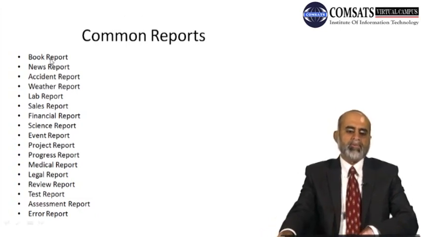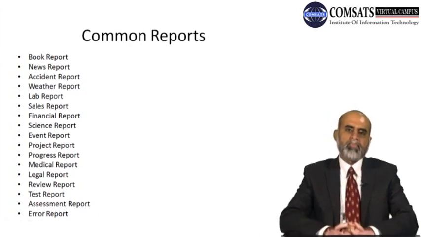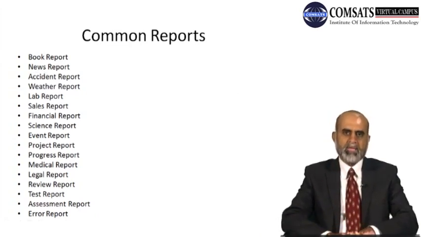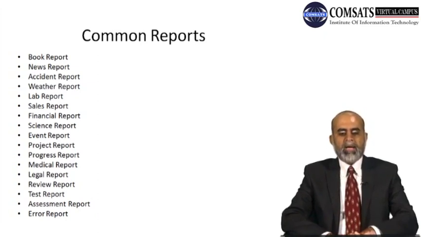So you can imagine that we can write a report about anything. If it is about a book, then it is called a book report. If it is based on some news item, then it is called a news report. So you have news reports printed in the newspapers, in the magazines. Accident reports are normally written by the traffic policemen, traffic sergeants. Along with it, you also have sometimes witness reports.